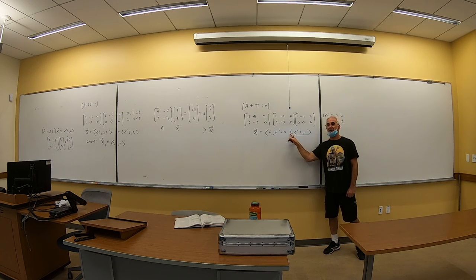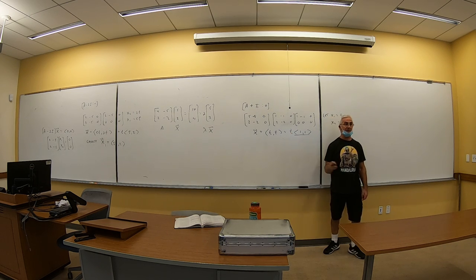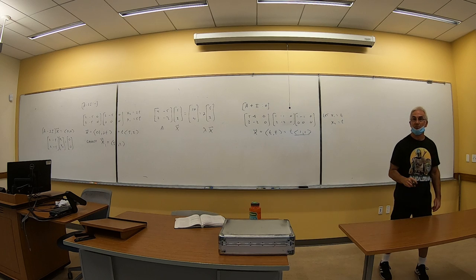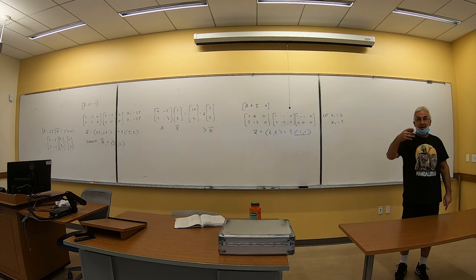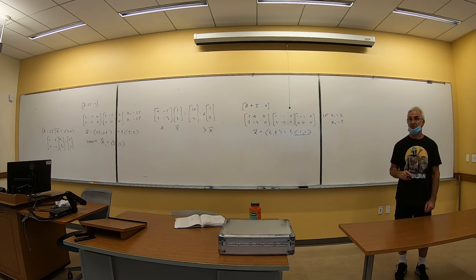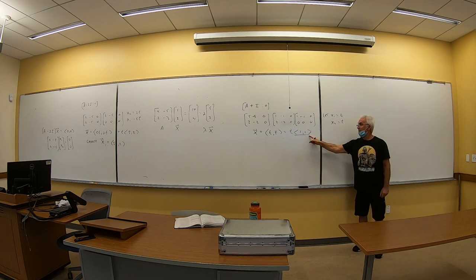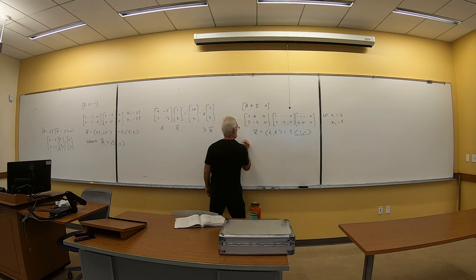You don't pick a value for t. You say it's t times what vector. That vector is the basis of my eigenspace. You never pick a value for t. There's no logic to that. Because again, that would allow you to choose zero as an eigenvector every time. So that's going to be my eigenvector.